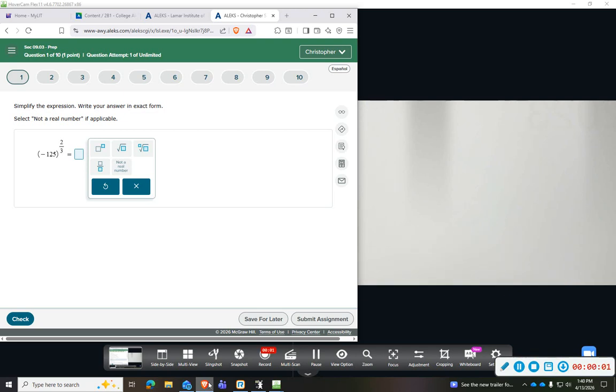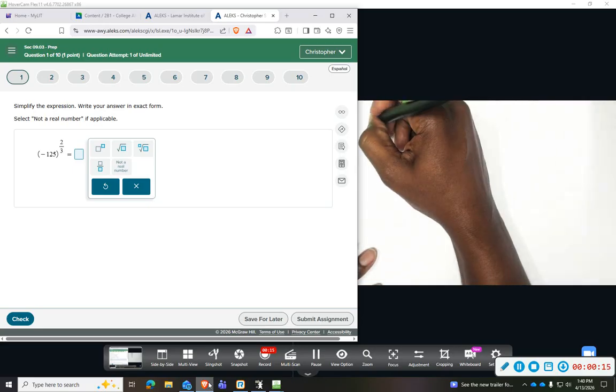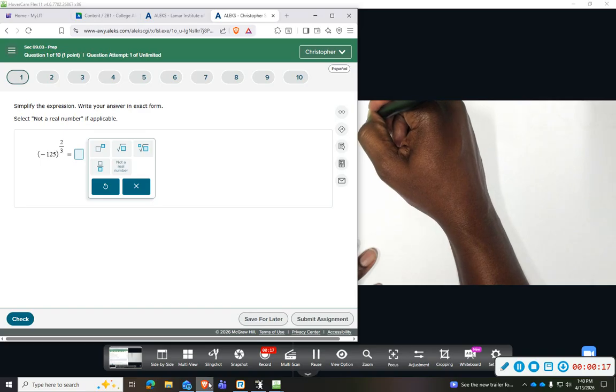All right, we're looking at 9.3 prep today. We want to simplify the expression. We're going to write it in the exact form, and if it's not a real number, we're going to say so. So we're using properties of exponents.